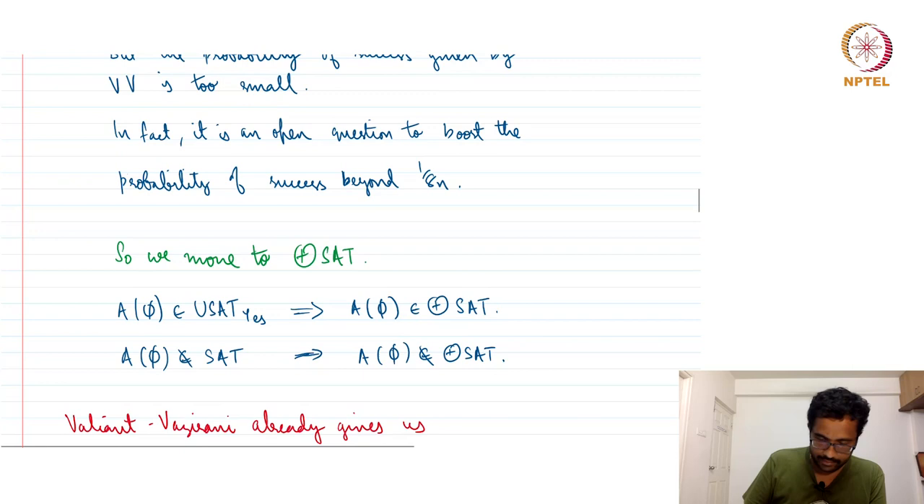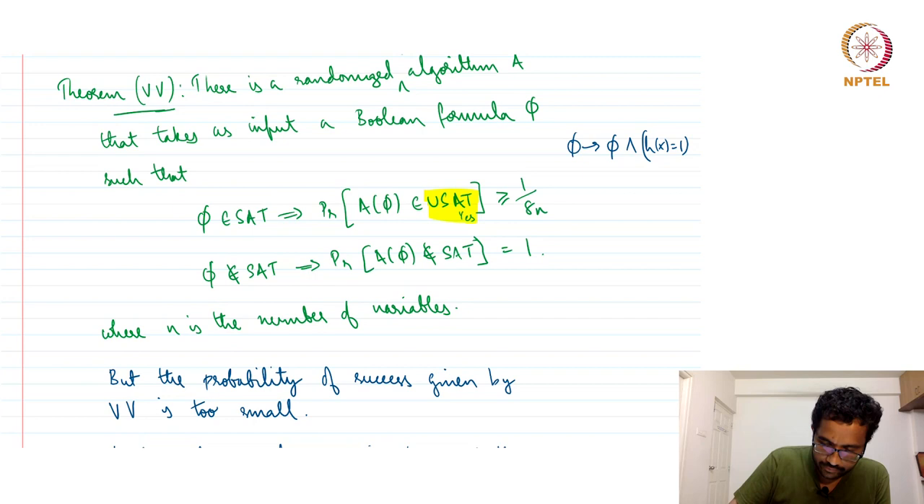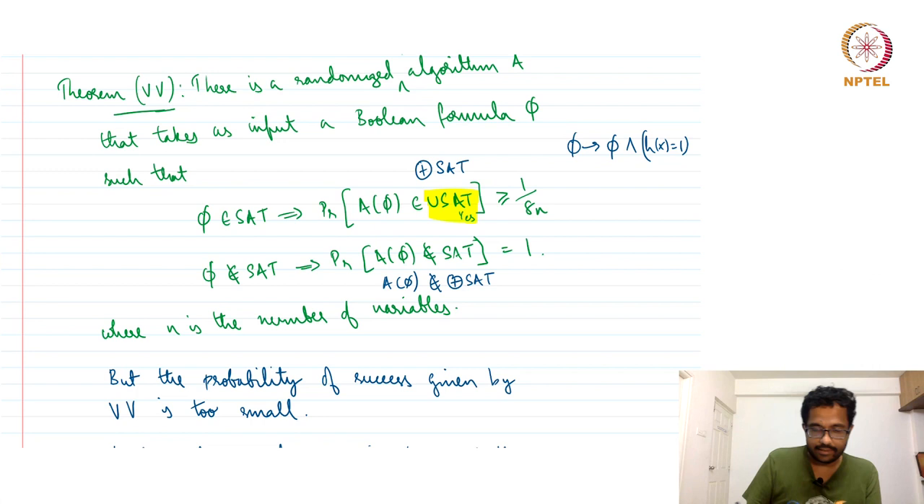If phi is satisfiable, then a phi is a yes instance of parity set, and if phi is not satisfiable, then a phi is not in the parity set, or rather it's a no instance of parity set, right? We can say it like this as well, because 1 is an odd number and 0 is an even number. And so that is fine.